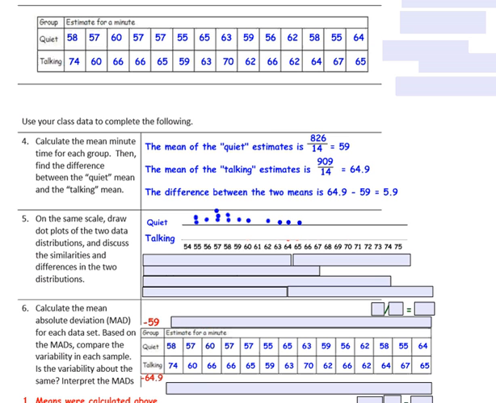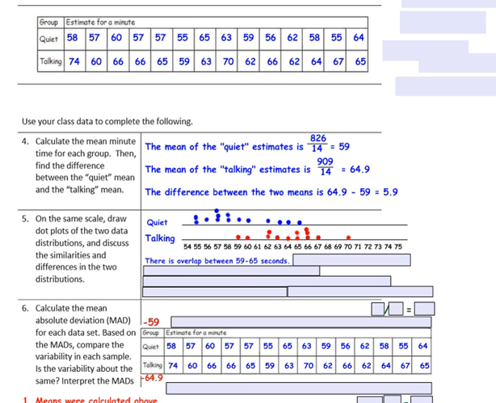Your dot plot should look like this for quiet and this for talking. Now, discuss the similarities and differences in the two distributions. First, notice that there is overlap between 59 and 65 seconds.